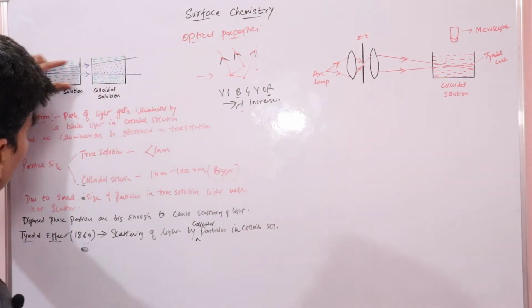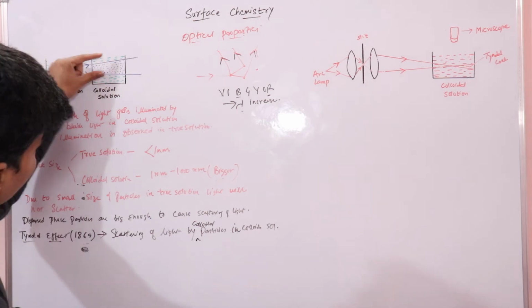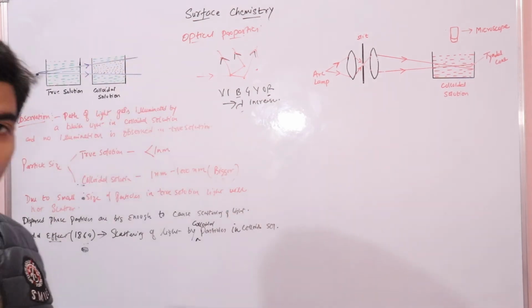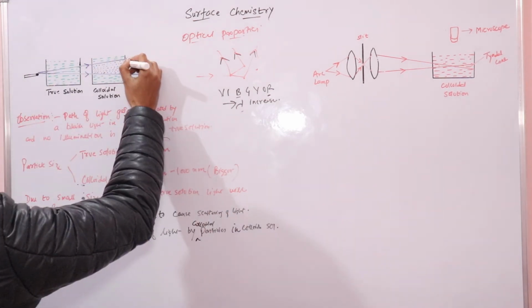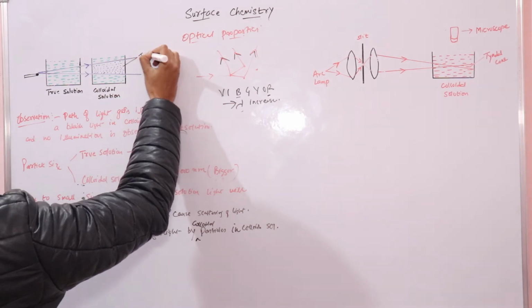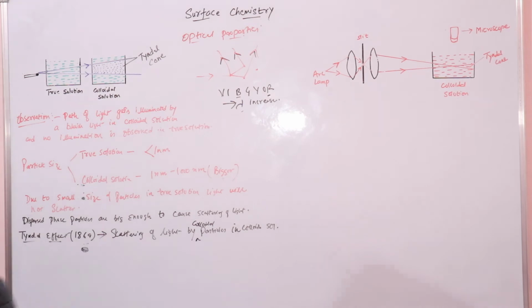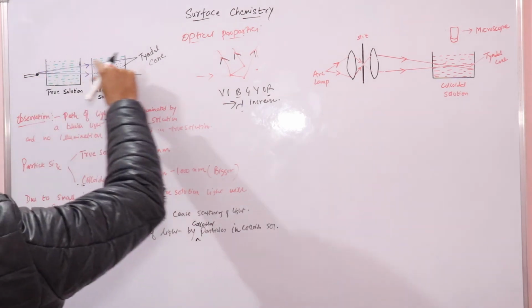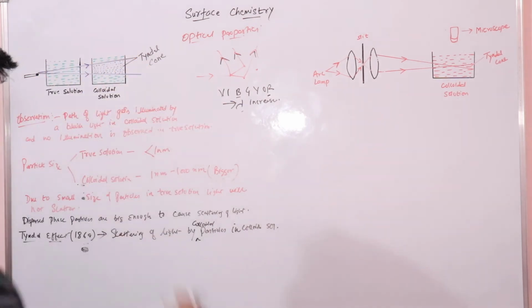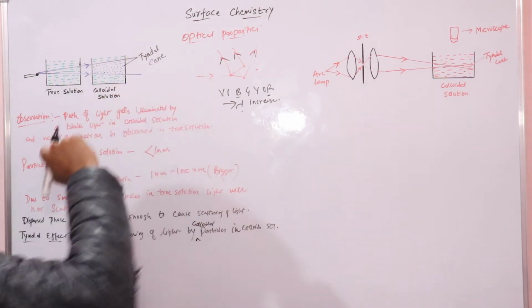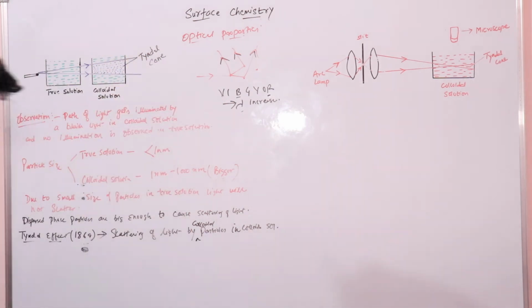And this cone of light, if you observe, is a cone of light. This cone of light is known as the Tyndall cone. Since this is in the shape of a cone, we call this beam of light passing through the colloidal solution a Tyndall cone.